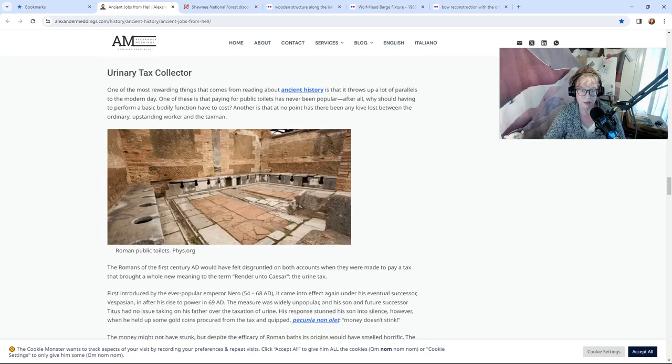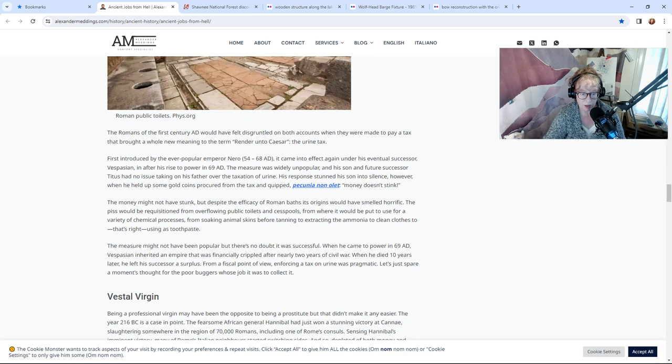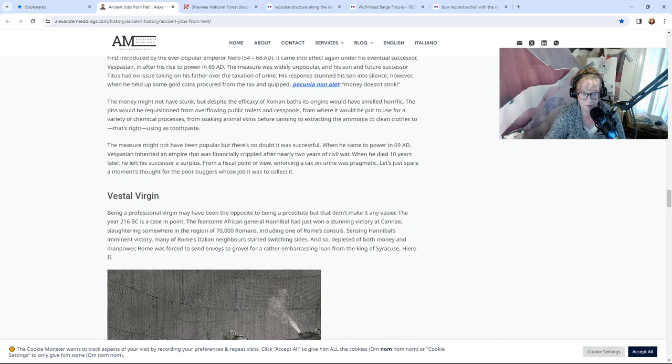Urinary tax collector. Urine used to be a hot commodity because urine contains a little bit of phosphorus, and phosphorus can be used for things like making weapons. It could also be used for soaking animal skins before tanning, for extracting the ammonia to clean clothes, and it was also used as toothpaste.